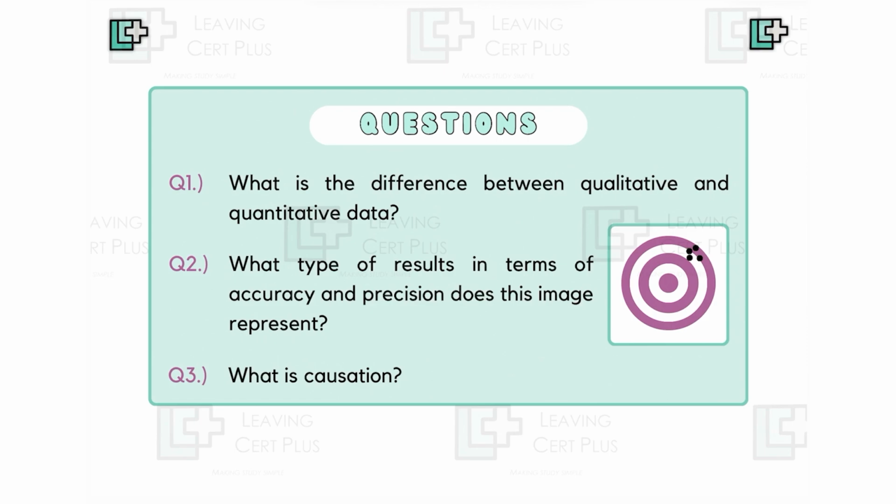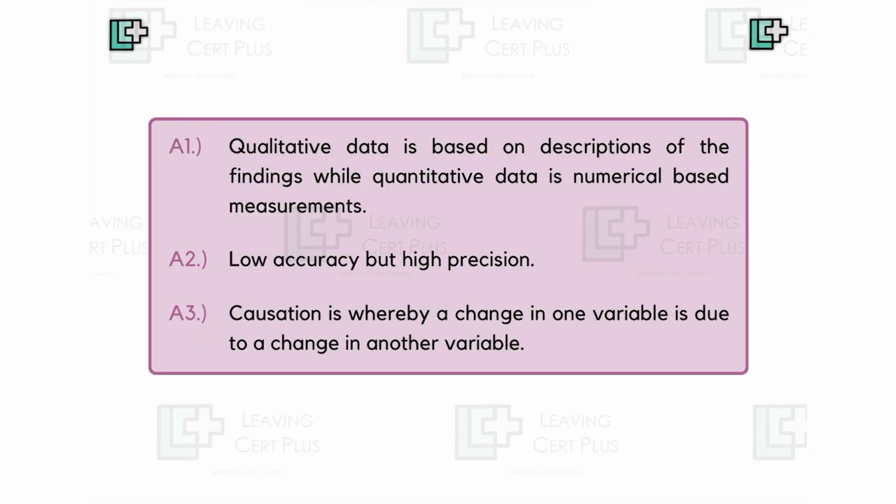Okay, so the difference between qualitative and quantitative data. Qualitative is based on descriptions of the findings, while quantitative is numerical based. That image there showed low accuracy but high precision because the data points were close together but not near the center of the target. And causation is whereby a change in one variable is due to a change in another variable.